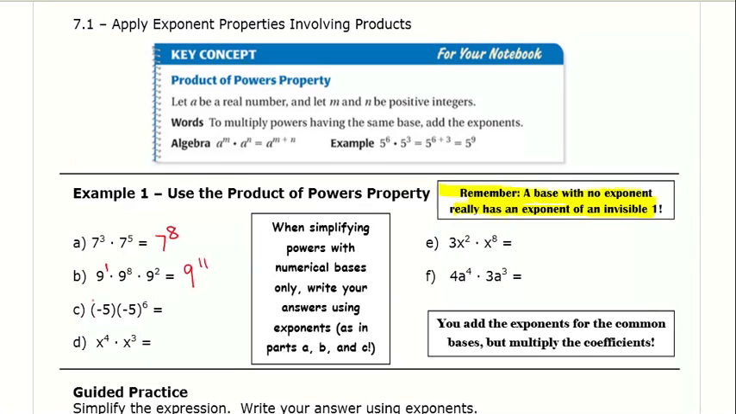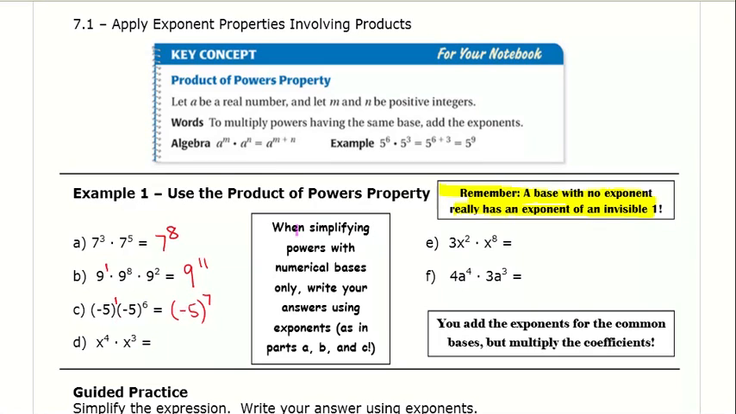In letter C, once again, we have an invisible exponent. Our base is negative 5. We're going to add our exponents together, and it's negative 5 to the 7th power. A good rule of thumb when doing these questions: if the problem has a number in parentheses, it's best to write your answer also with those parentheses, because when we put negatives inside versus outside with exponents, sometimes we get different answers. So if there are parentheses, we keep the parentheses.